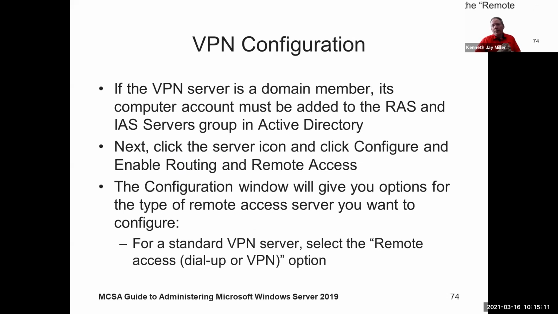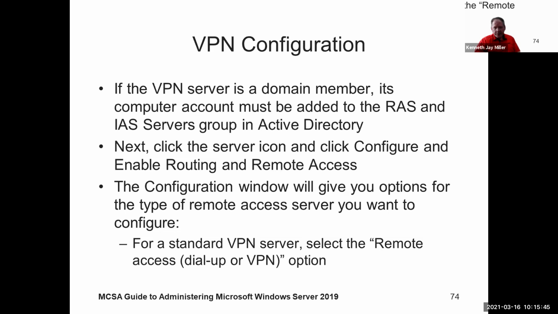Okay. If the VPN server is a domain member, its computer account has to be in the RAS and IAS server group in Active Directory. So when we build Active Directory, which we'll do the first time next week, there'll be some built-in automatic groups that are configured, and RAS and IAS are one of those. So you just have to make sure you put that VPN server in that group. So you move it into that storage container, and then it will take it from there.